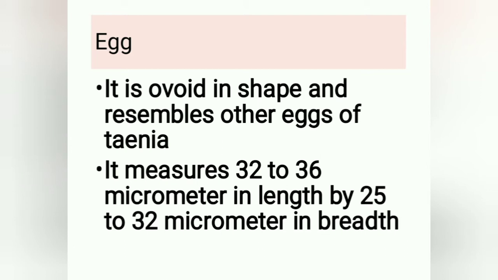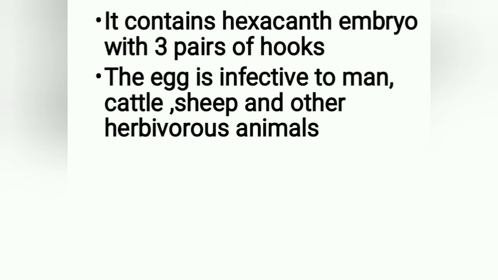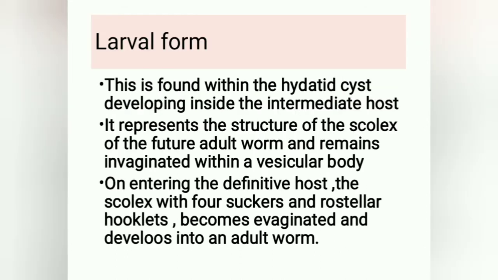Egg: it is ovoid in shape and resembles other eggs of Taenia. It measures 32 to 36 micrometer in length by 25 to 32 micrometer in breadth. It contains a hexacanth embryo with 3 pairs of hooks. The egg is infective to man, cattle, sheep, and other herbivorous animals.